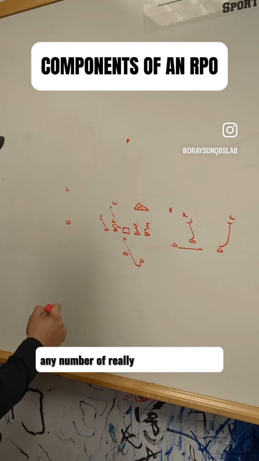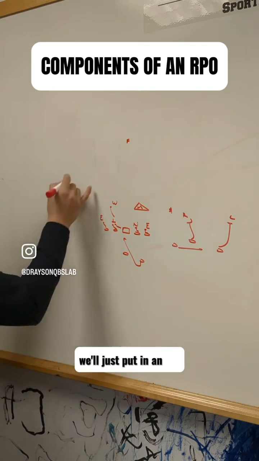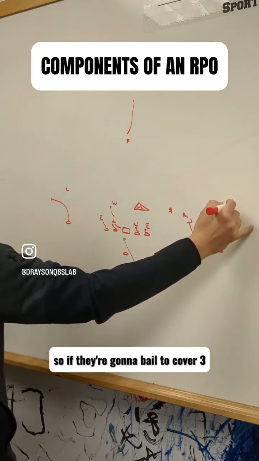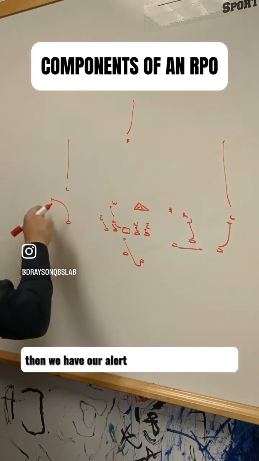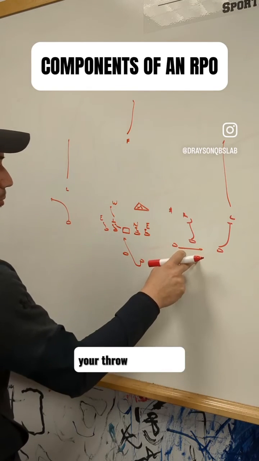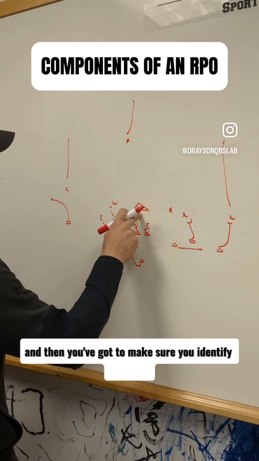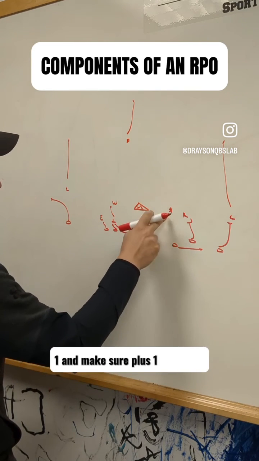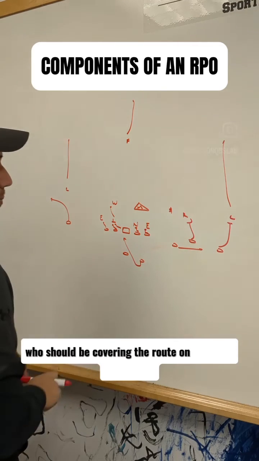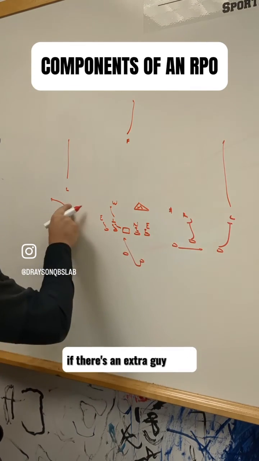Any number of really easy access throws could function here. Right now we'll just put in an out. So if they're going to bail to cover 3, then we have our alert into the backside, right? So your RPO, you've got your run component, your throw component, and your alert. And then you've got to make sure you identify your +1 and make sure +1 is the guy who should be covering the route on the pass component. Otherwise, if there's an extra guy down, we've got to work the alert.